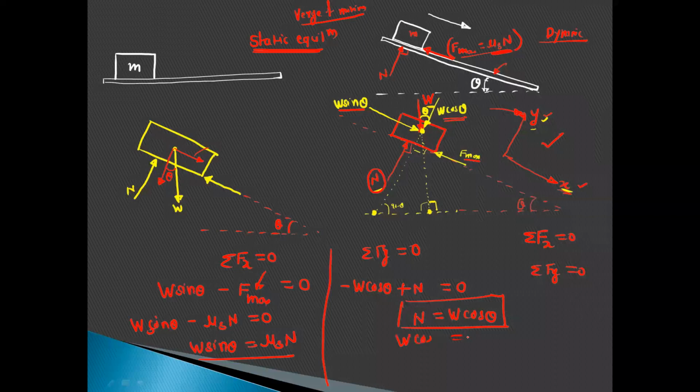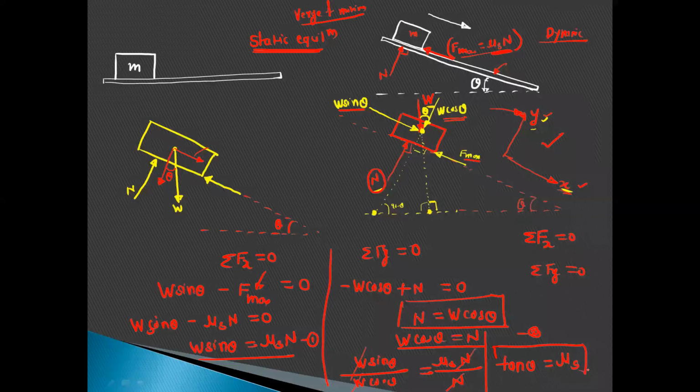I will write this equation: W cos theta is equal to N. Take the ratio, 1 divided by 2. You will get W sine theta upon W cos theta equal to mu s into N upon N. We can cancel W, so remaining is sine theta upon cos theta, so it becomes tan theta. So tan theta is equal to mu s.